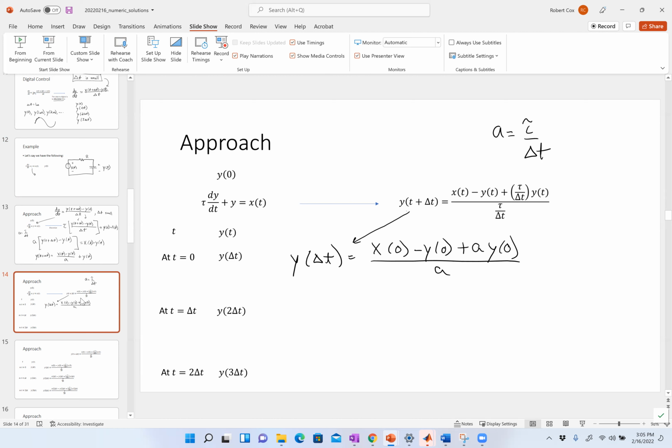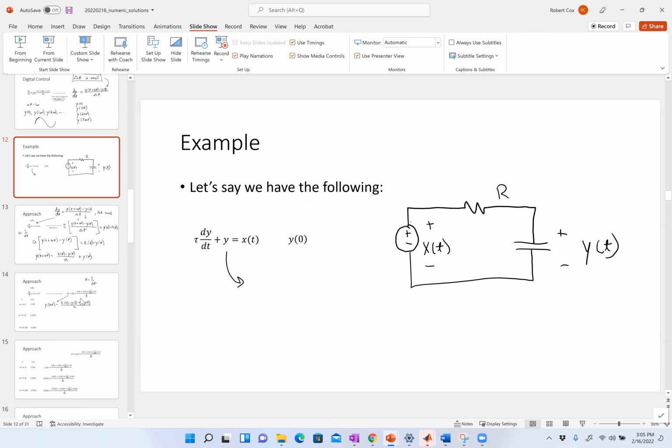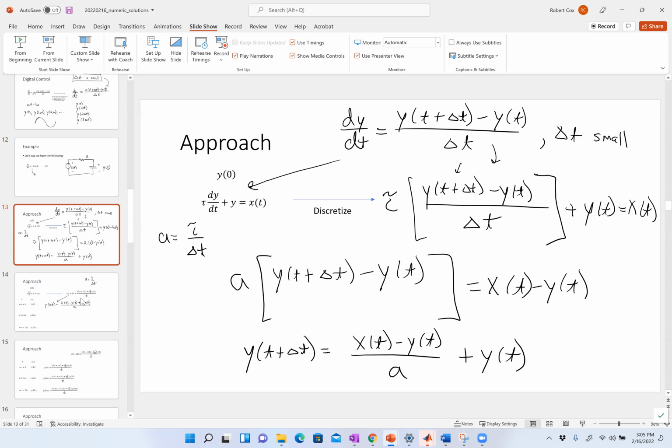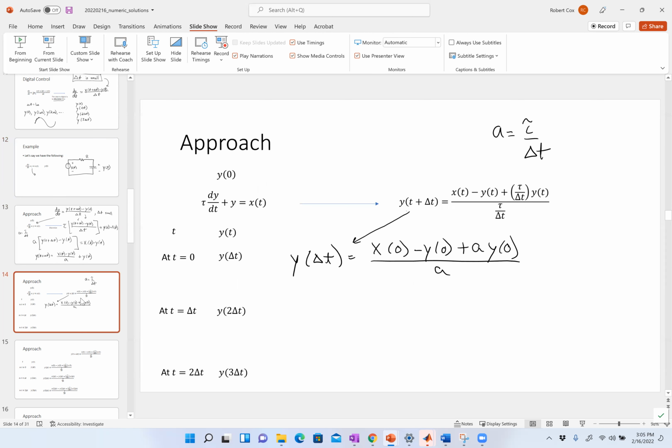Is there anything on the right side that I don't know? In other words, if this came from a circuit, I would know what tau is, right? Delta t, we said we had to choose. So I know what this a value is, right? I know y of 0, right? And I know x of 0. So that's all known. In other words, I can just solve for y of delta t.